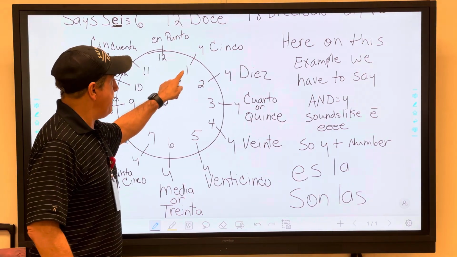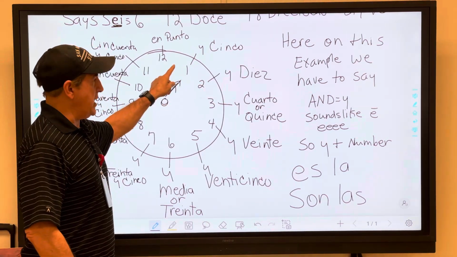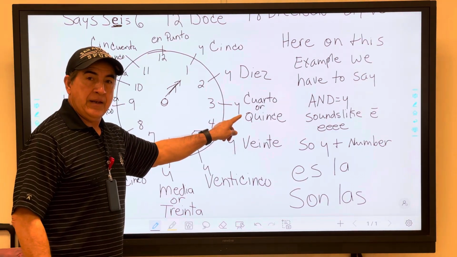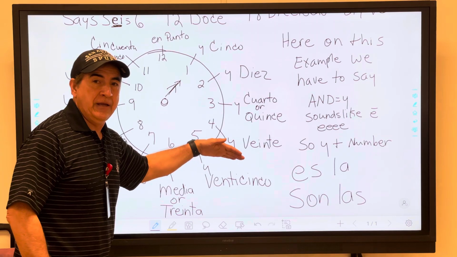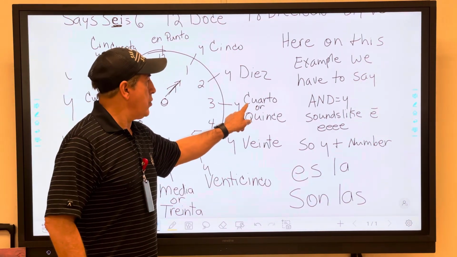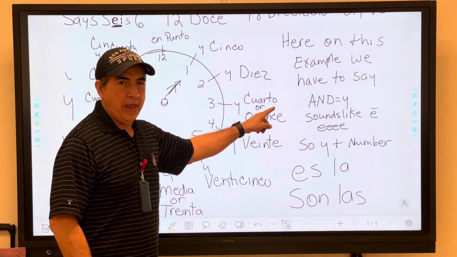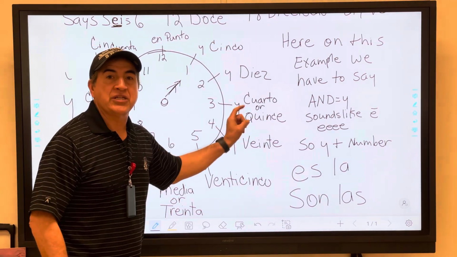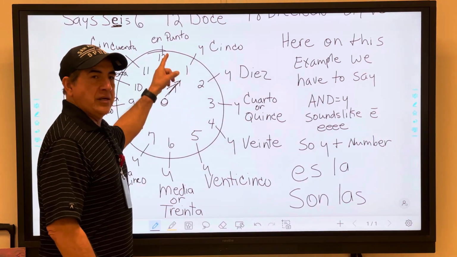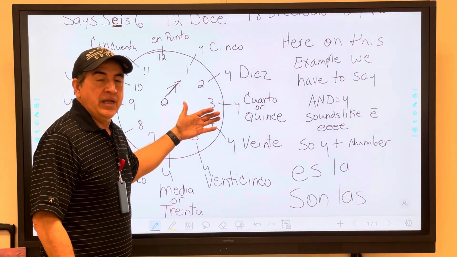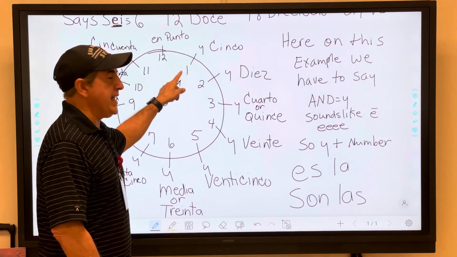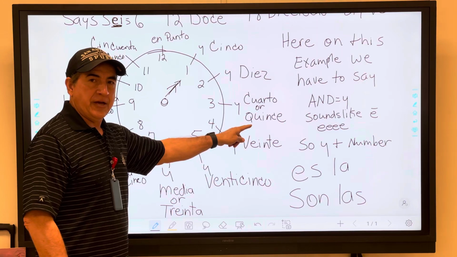Es la una y 10. Okay, now I told you for the 15, it's 1:15. We can say 15, or you will hear a lot of people say cuarto. Cuarto. Okay, make sure it ends in a T-O. Cuarto. Okay, so if it was 1:15, es la una y 15, or es la una y cuarto.